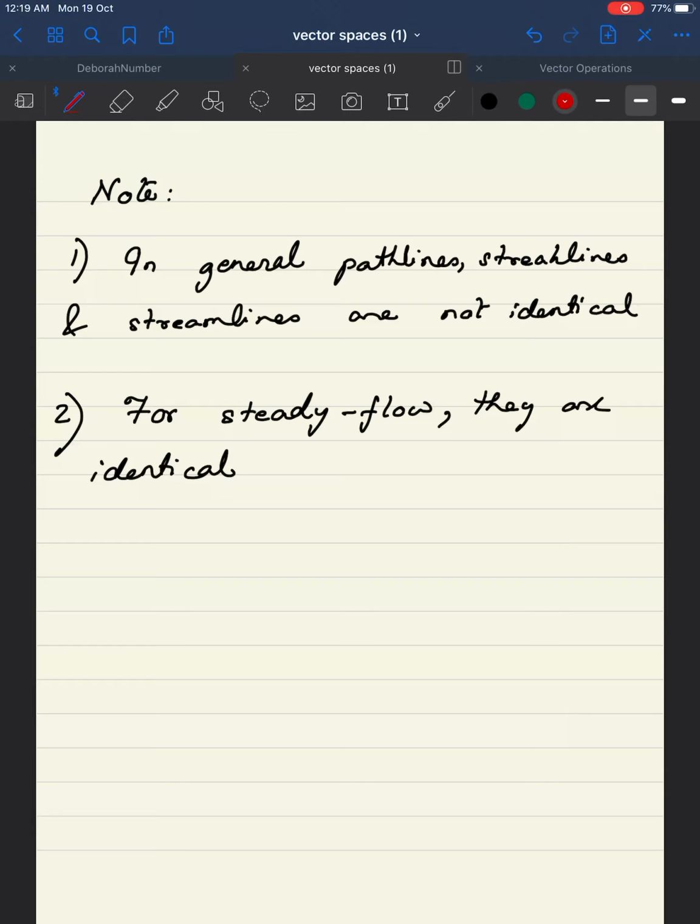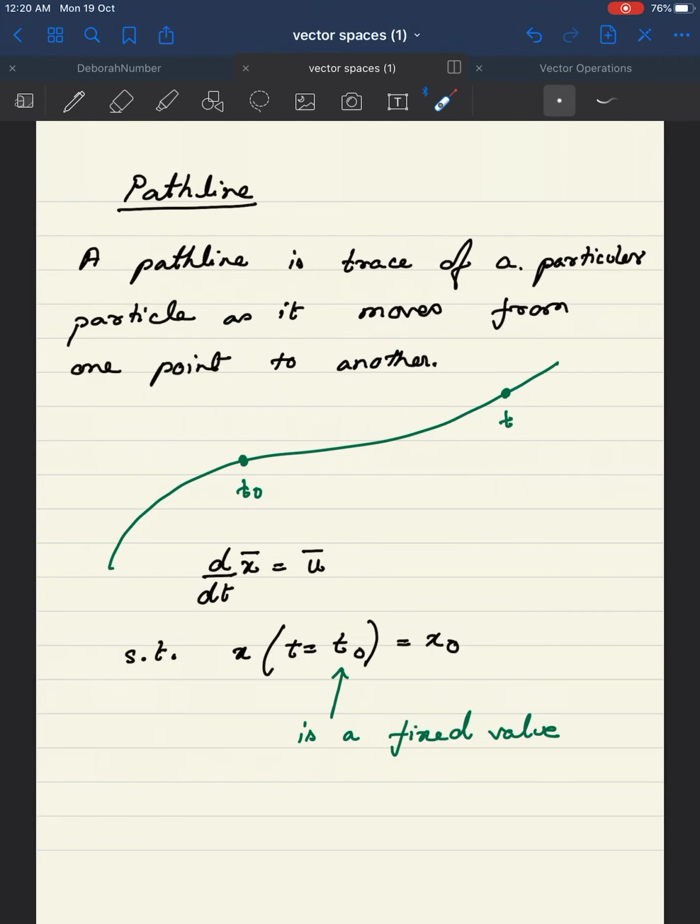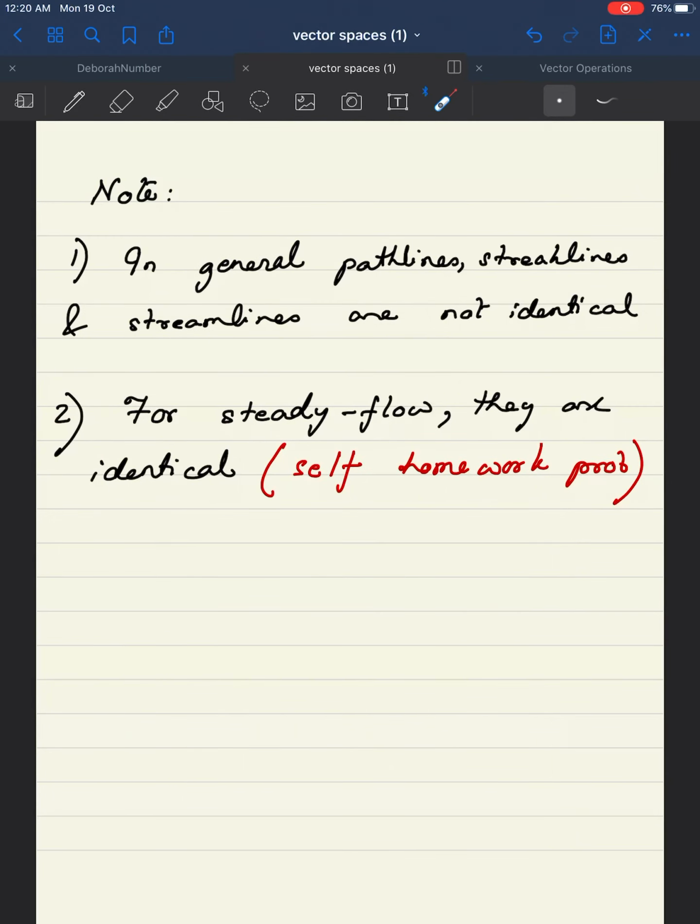Okay, and I want you to do this as a self homework problem. Please try to show that for a steady case these are identical. So the first question you must ask yourself is, how do you define steady flow? Remember that in steady flow it was the partial derivative of the Eulerian velocity field with respect to time that we take as 0, right? Good. So we have understood these three different lines.